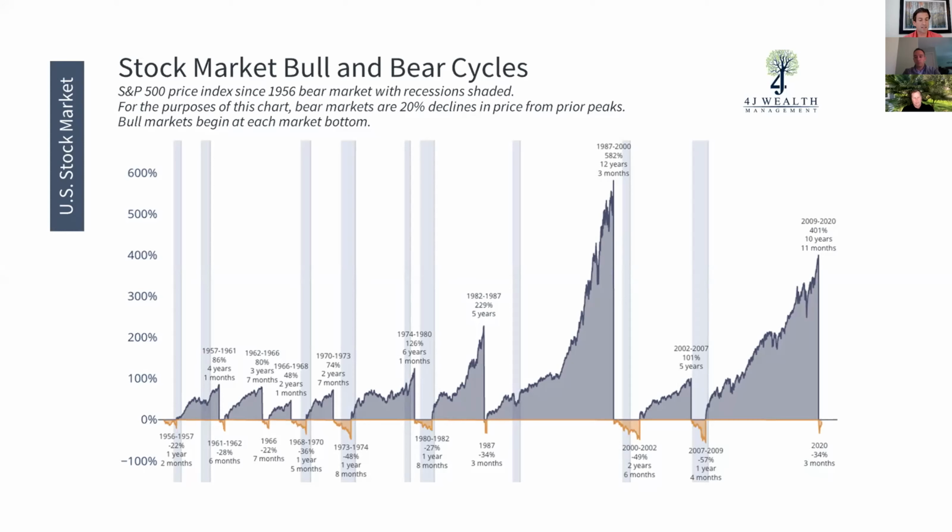So going back to the 1950s, you can see those orange shaded periods are recessions and bear markets, where you had a market decline of 20% or more. And then what you see in the blue is the period of expansion you had. Not only are the expansions far greater in terms of duration, but look at the returns that you're getting during these expansions.